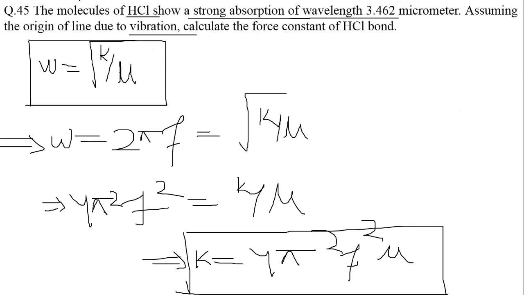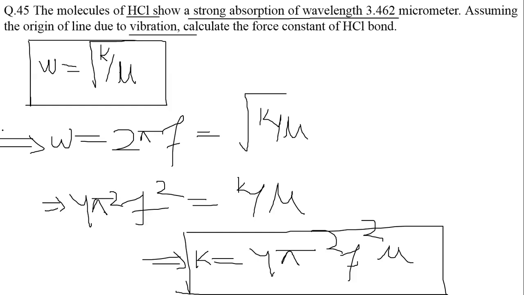As a problem, the HCl molecule shows a strong absorption at a wavelength of 3.462 micrometer. Assuming the origin of the line is due to vibration, calculate the force constant of the HCl bond. We know the relation between the force constant and angular frequency with mass: omega is equal to root of k by mu.